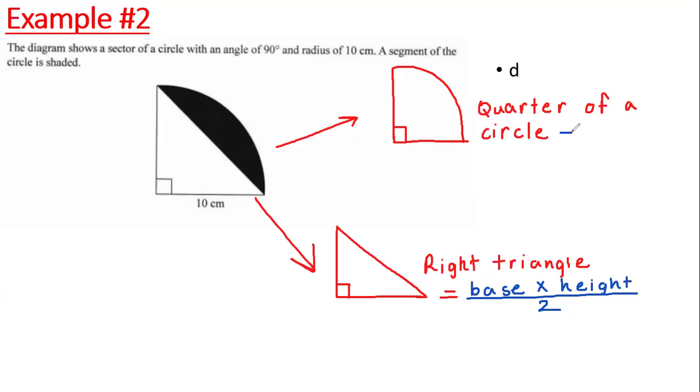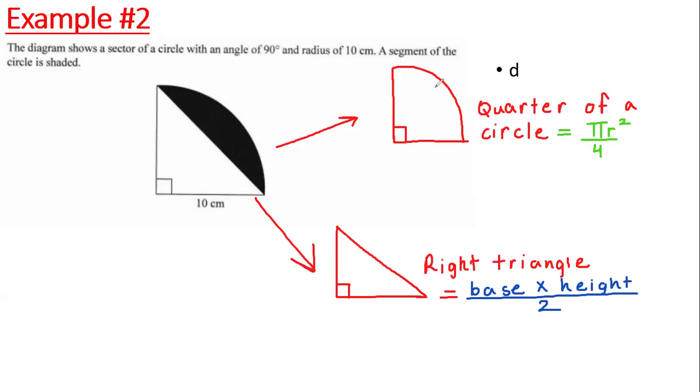What's the formula for the area of a quarter of a circle? It would be pi times r squared divided by 4. Very good. Pi r squared divided by 4. Why divided by 4, y'all think? Because a quarter is 1/4. 4 quarters make a whole circle. Very good. So it's gonna be equal to pi r squared divided by 4.